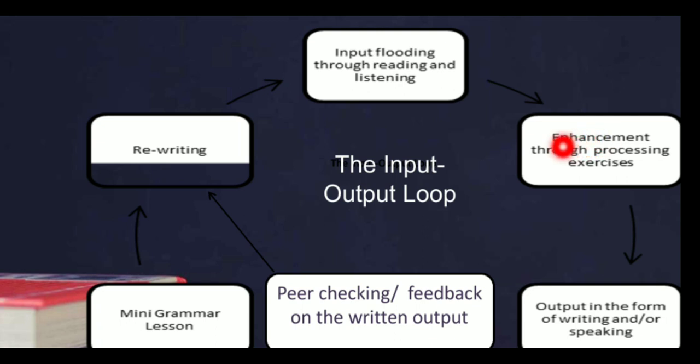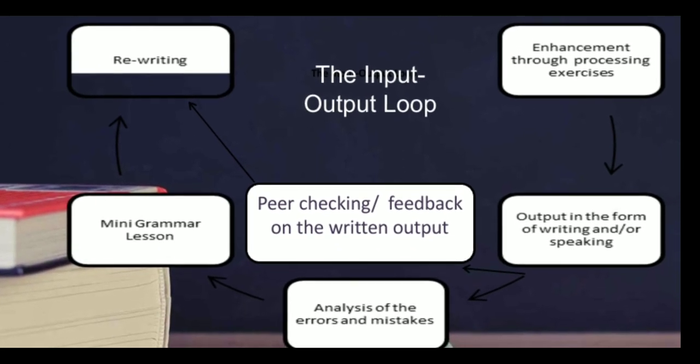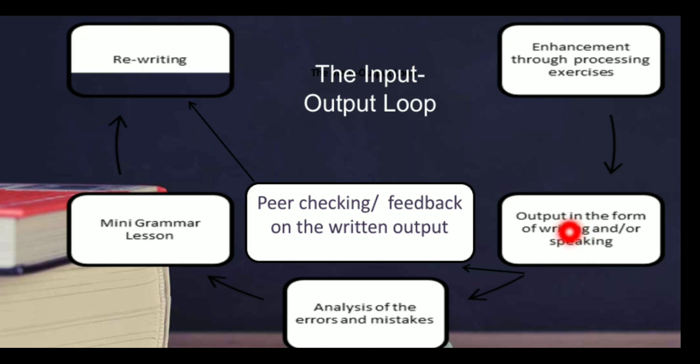Then you enhance through processing exercises. So whatever exercise you do with the listening text or the reading text, they are meant to process the information and the language that is used in that particular text. Finally, you should go for output. The children should produce that kind of language that they have learned either in writing or in speaking.